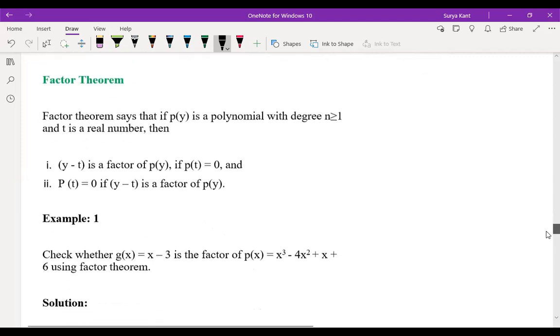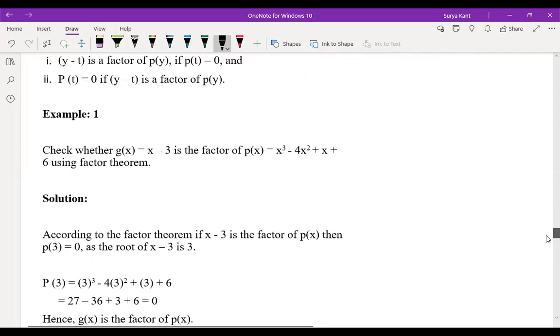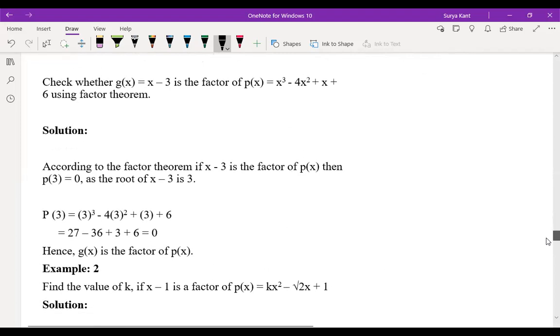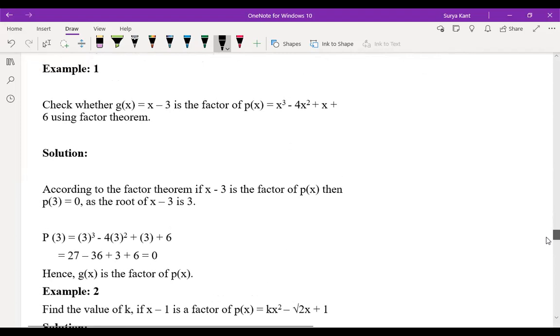Factor theorem here also, no need to do anything. Sir, can you summarize the factor theorem? Factor theorem, we want to summarize. Yeah, sir, I did not understand.